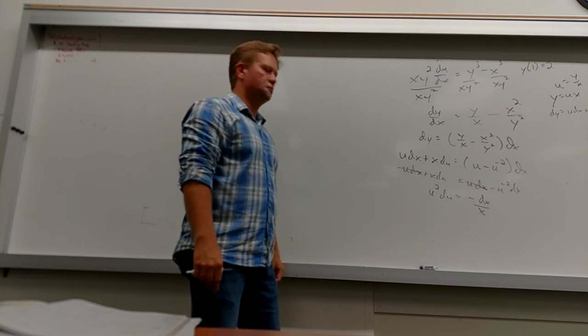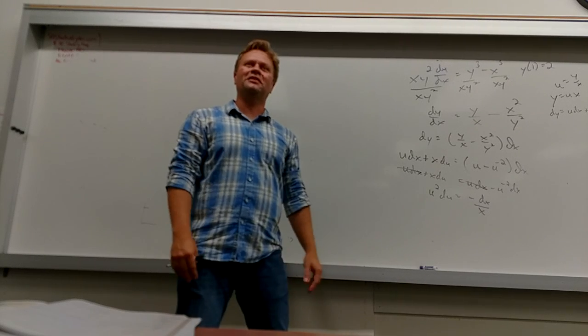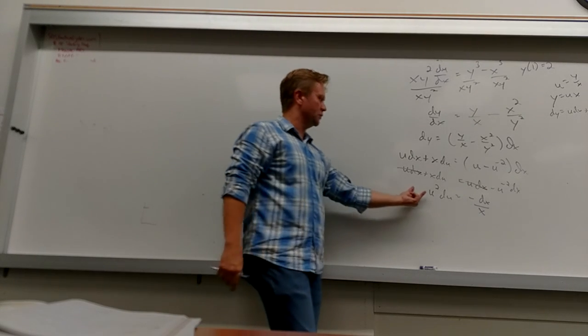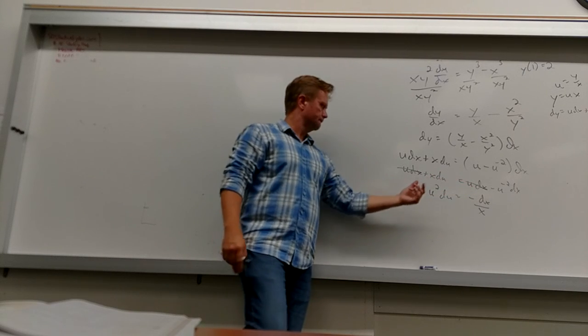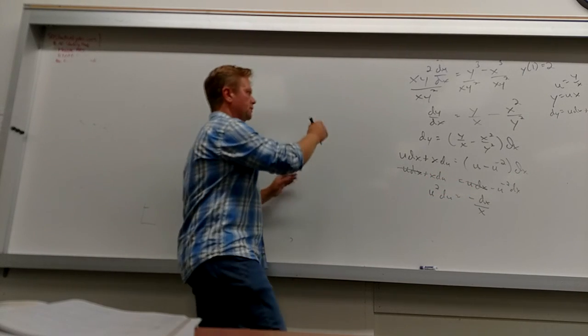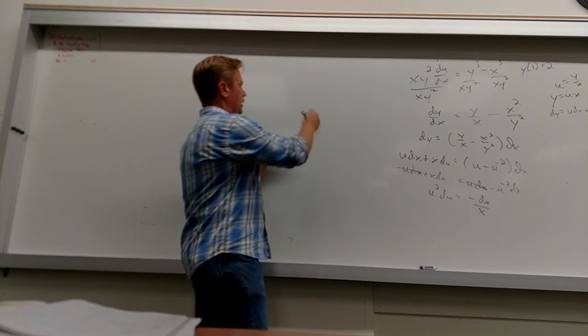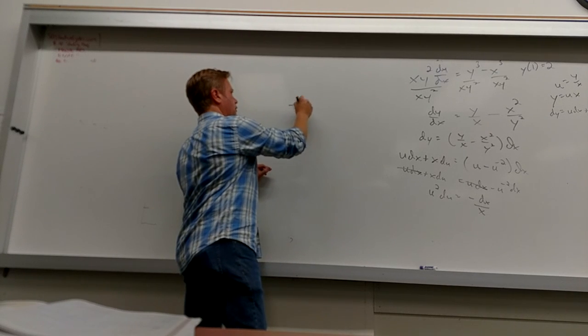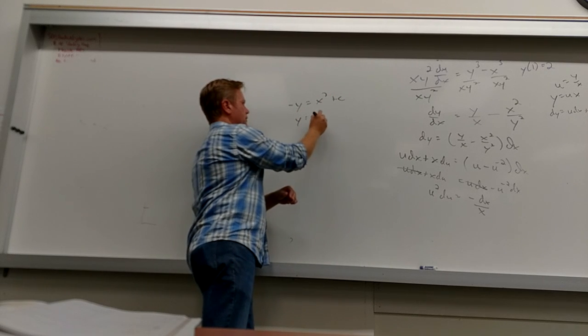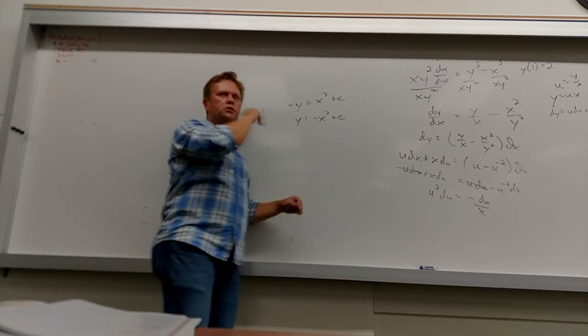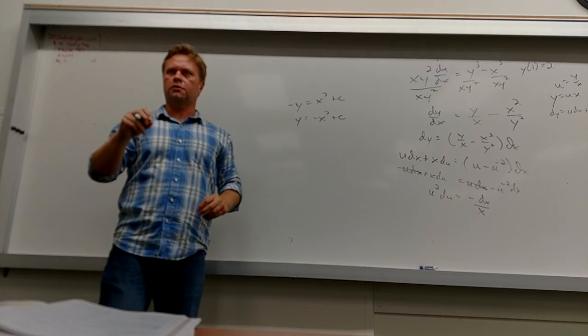Not really. I mean, I could have put it over here, but there's no real reason either way. One little tiny thing, though. If I had like negative y equals x squared plus c, and your next step was this, I really want you to start to understand why that's wrong.